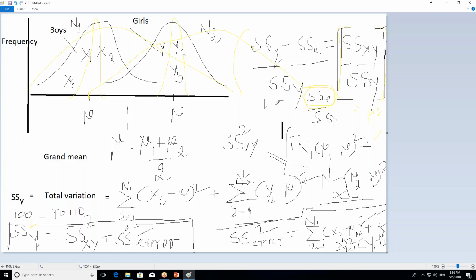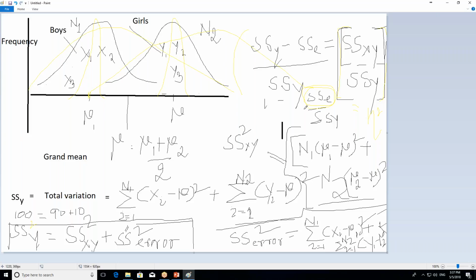And when you get 0, the eta square value is 0, what I should do? Accept the null hypothesis. Is it clear? Yeah. So this is how the eta square value will be evaluated from your model.